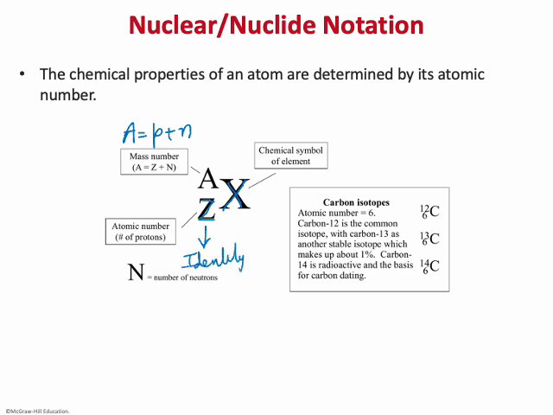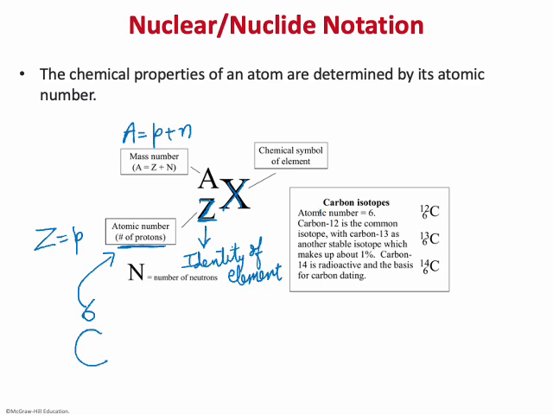This is the identity of the element. Every element has a unique atomic number, and you can find this atomic number on the periodic table. And what is the atomic number? Atomic number is given by the abbreviation Z, and it is equal to number of protons. So Z is equal to protons. This tells you what element we are talking about. For example, if you look up carbon in the periodic table, you will see a number 6 written on top of carbon. This 6 means this is the atomic number of carbon. Carbon has 6 protons.